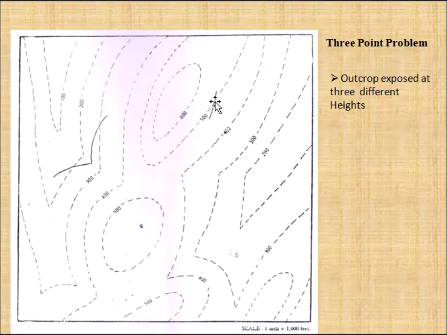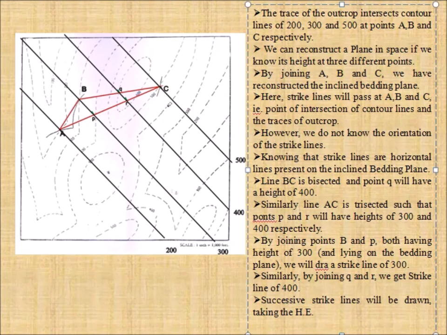So what we do, we join these points. By joining these points A, B and C, we have reconstructed the inclined plane. Now as we can see, the trace of the outcrop intersects the contour lines of 200, 300 and 500 at points A, B and C respectively. So this plane is reconstructed.